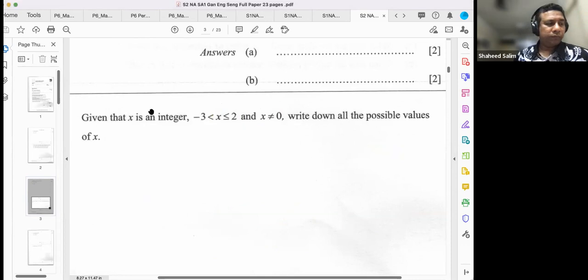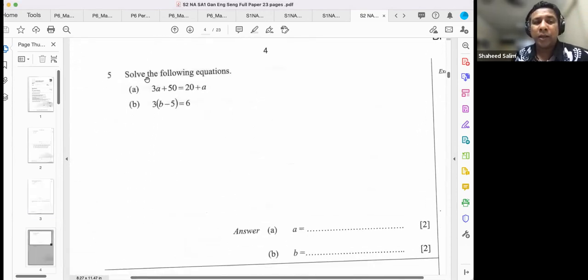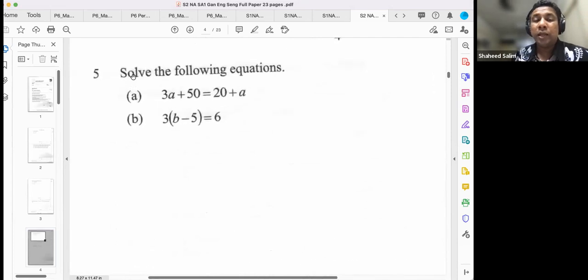Okay, I'll move on now. If I'm going too fast, you tell me. You look at this one. They say solve. That means you must find the value of the unknown, which is A and B. Can you try?